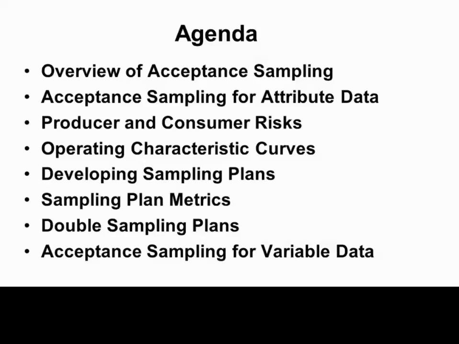There's a type of sampling plan that involves taking more than 1 sample. It could be 2, which we call double, or it could be more than 2, which would be a multiple. I'll briefly describe why you might look at those kinds of plans and what the pros and cons are. And like I said, at the end, we'll talk a little bit about sampling plans for variable type data.